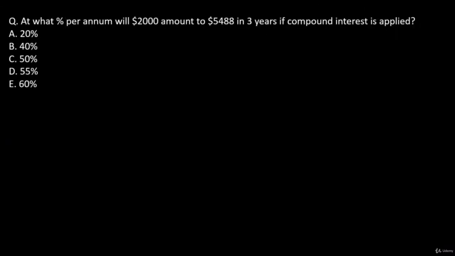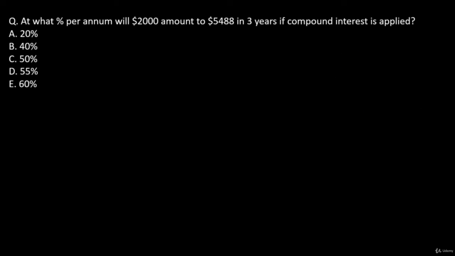Hi students, let's solve this question. At what percentage per annum will 2000 amount to 5488 in 3 years if compound interest is applied? All right, so pause the video and go ahead and do this on your own, and then let's do it together. All right, we're back. I hope you've been able to find the answer.